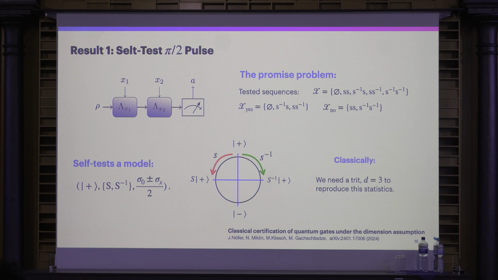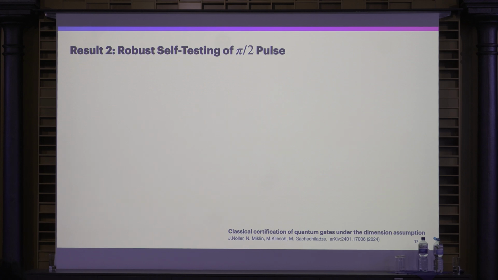Now, that's for the infinite statistics regime. Of course, you want to go ahead and make these things robust. That's the second result, the robustness. So this is a theorem which we call epsilon-sound certification of this qubit model that we have. It says the following thing.